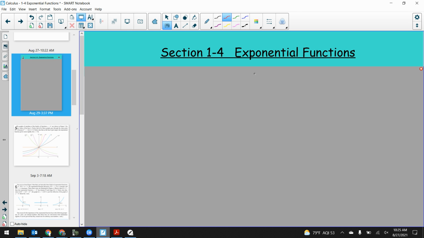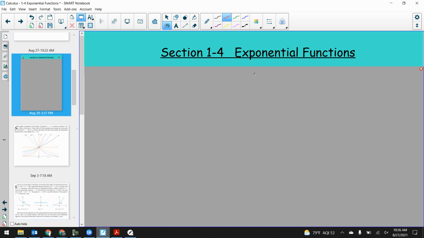Section 1.4, exponential functions. Now, we've covered exponential functions all the way back probably to Algebra 1. You've studied exponential functions. But we're going to talk about them a little bit more theoretically and in more depth here.